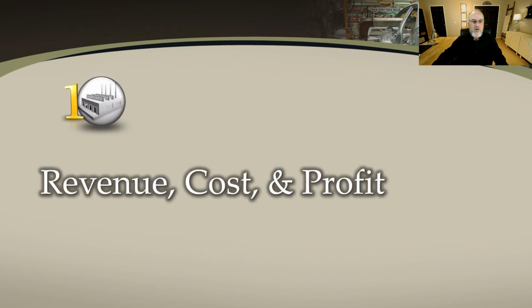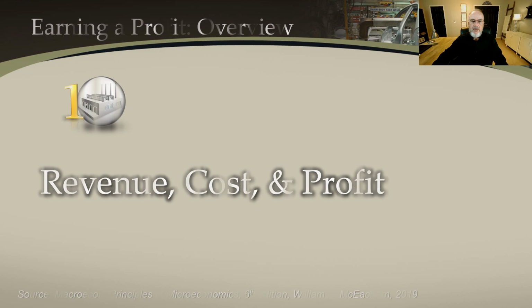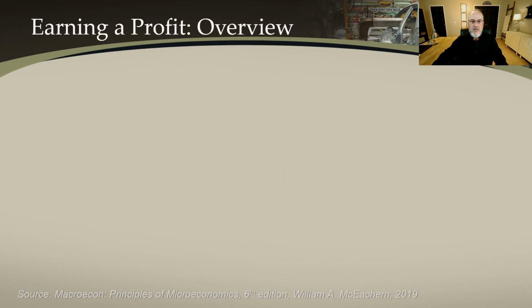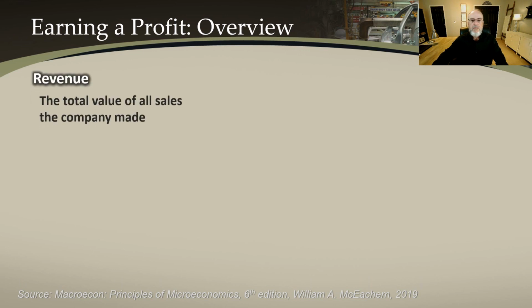First then, revenue, cost, and profit. I want to make sure that you understand some of these terms. There's some confusion in many places, particularly with the idea of revenue versus profit. So let's look at some terms to help us understand the basics here. First of all, revenue. Revenue is simply the total value of all that you sold in a particular period of time, generally a year. So that's what revenue is. So if I have made 1,000 cars and I sold 1,000 cars and they were $1,000 a piece, then my revenue would be $1 million.